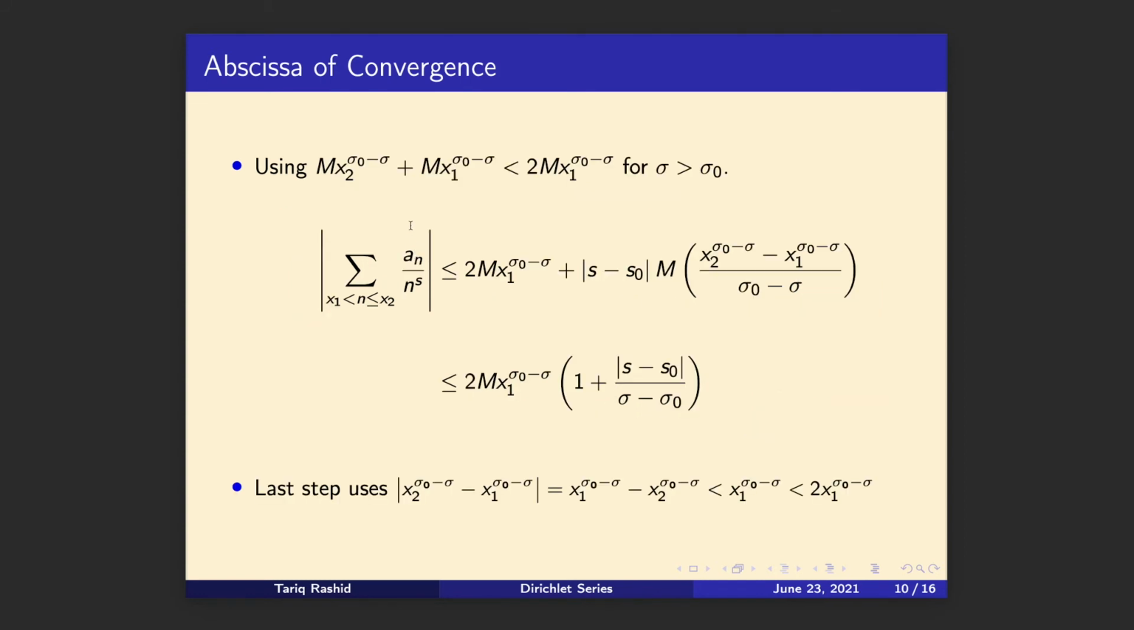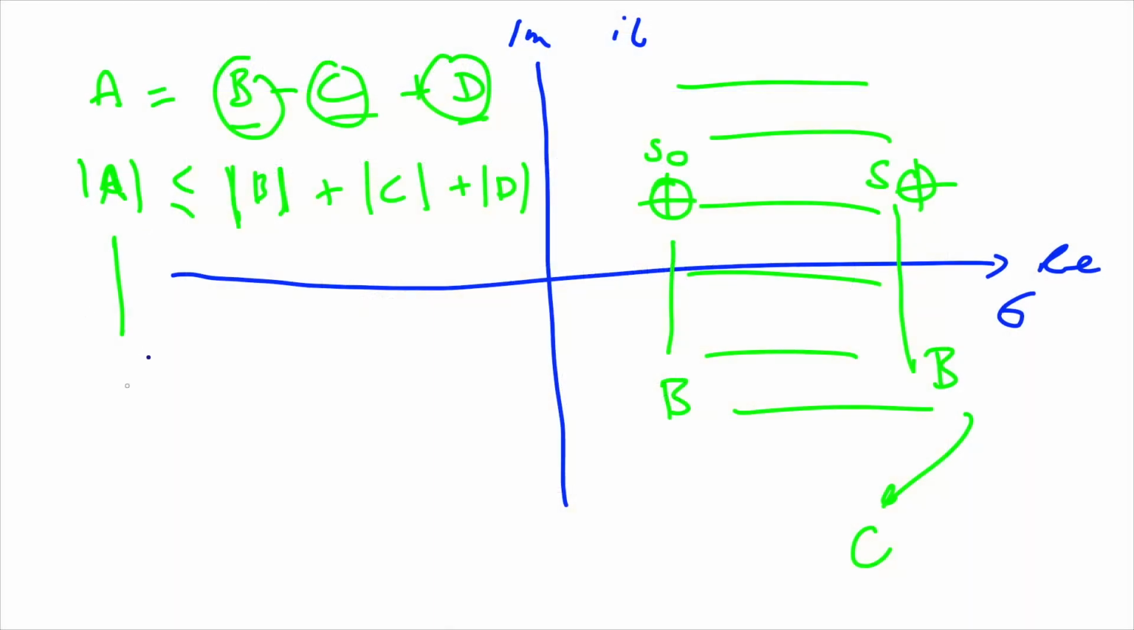And again, more bits of algebra. We've got 2 quantities here, so sigma is more than sigma naught, and therefore this quantity is negative, the power. That's why it's less than 2mx1, sigma naught minus sigma. We've got m x1, sigma naught minus sigma, mx2 plus m x1, sigma naught minus sigma. Now the first thing to say is that sigma naught minus sigma is less than 0 because sigma is more than sigma naught.